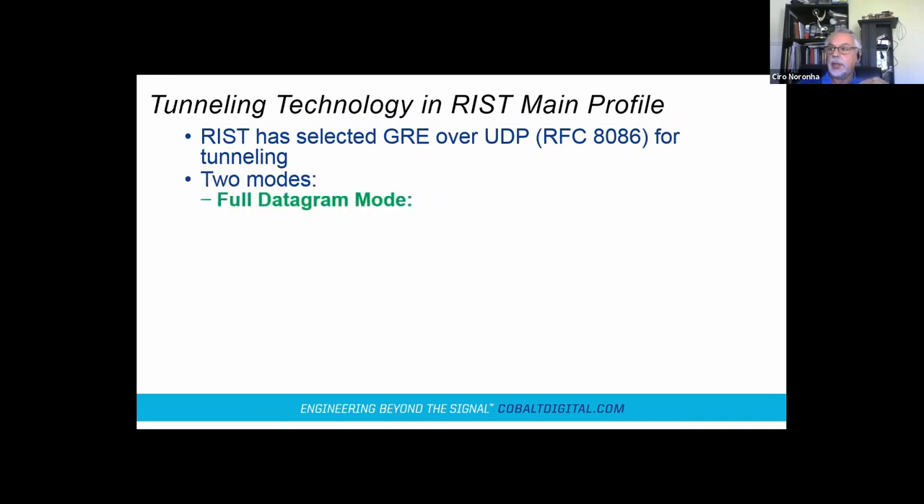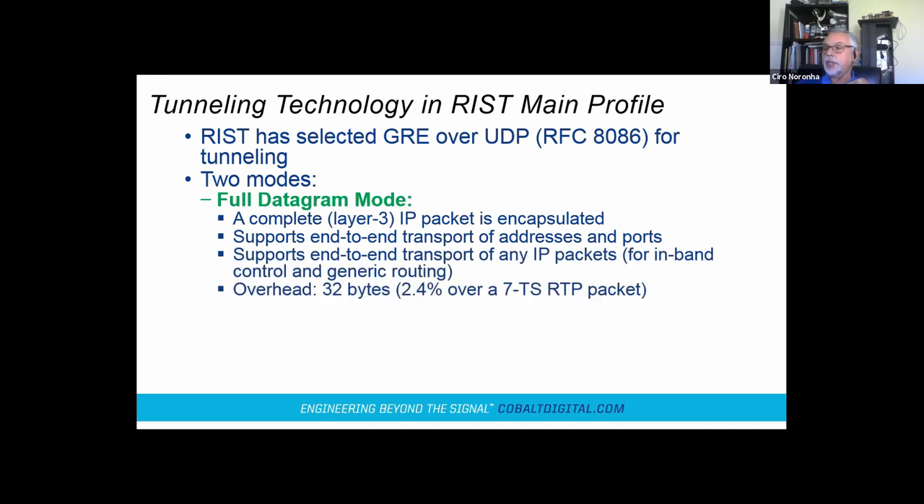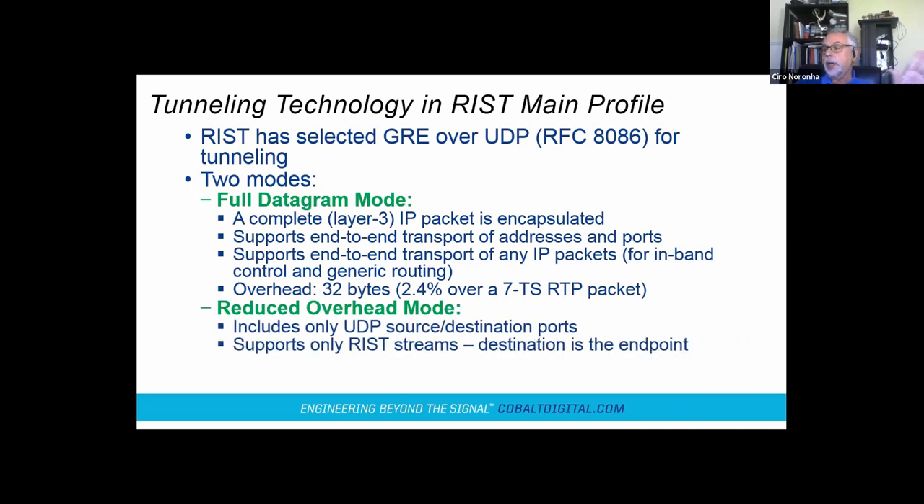And you have two modes. You have a full datagram mode, where you send a complete layer 3 packet. You can transport end-to-end addresses and ports. That's important in some conditions. And that's how you transport any IP packets. And the overhead of that is just 2.4%, it's 32 bytes. We also defined a reduced overhead mode where only UDP source and destination ports are included, and the overhead there is about 0.6%, so only 8 bytes.